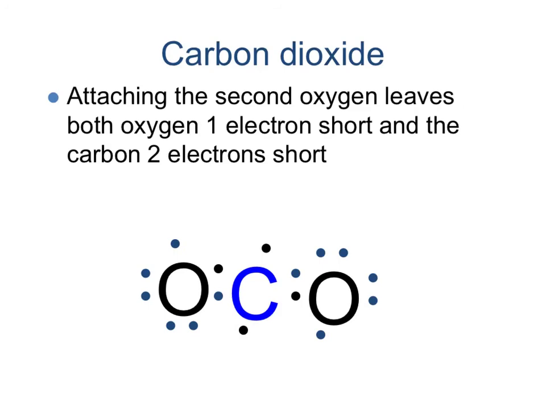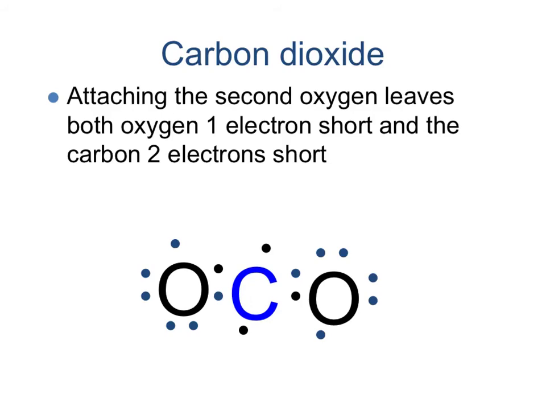Well, try attaching another oxygen. If we attach a second oxygen, we still have an issue. This oxygen still has 1 electron that it needs. It has 7 around it. And carbon is still not happy because it still has 2 electrons that it needs. So right now it has 2, 3, 4, 5, 6 around it. So we still got 2 holes here. But if we look, we got a hole here on this oxygen and we got a hole here on this oxygen. We've still got 2 electrons here that carbon is not happy with that aren't being shared.